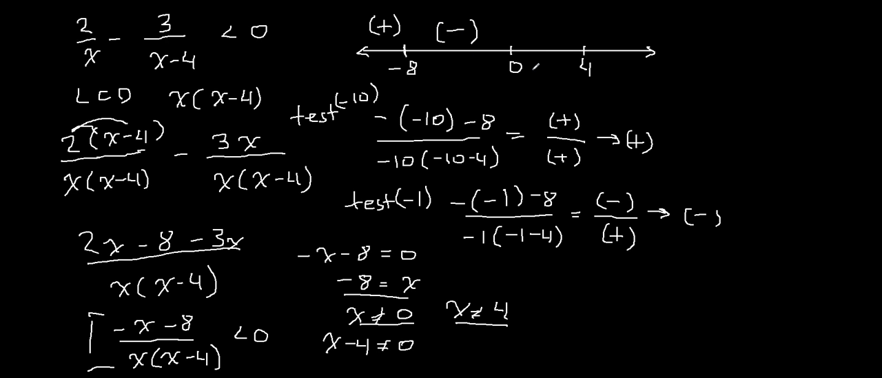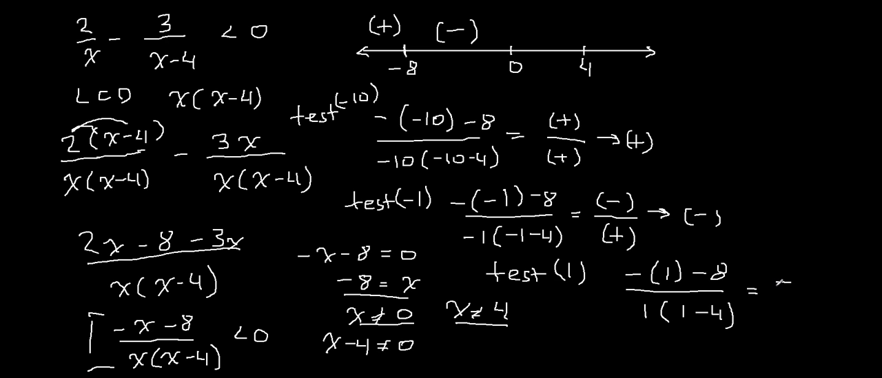Let's try something from this area. How about x equals 1? So test 1: negative 1 minus 8 over 1 times 1 minus 4. So negative 1 minus 8, that's a negative, over a positive times a negative, which is negative 3, so that will be a negative, which results in a positive. So this is a positive area.